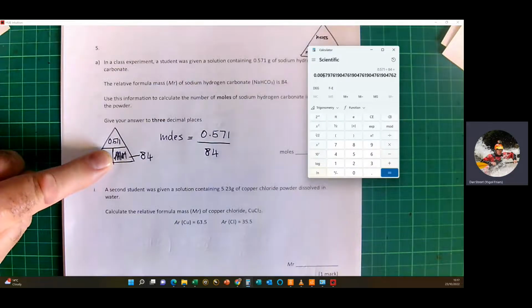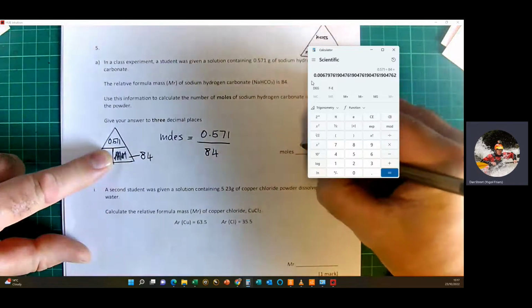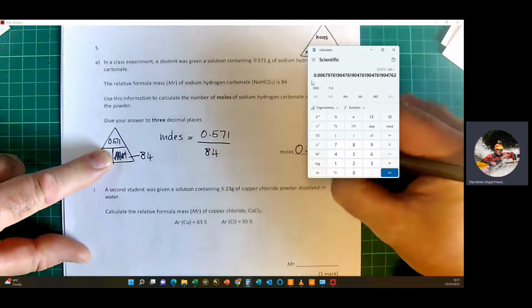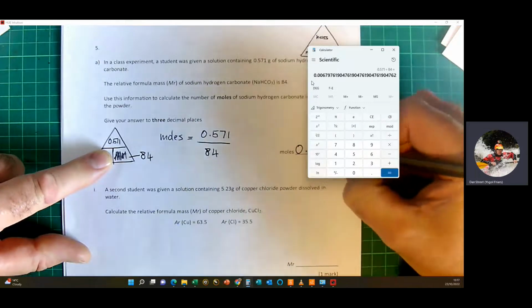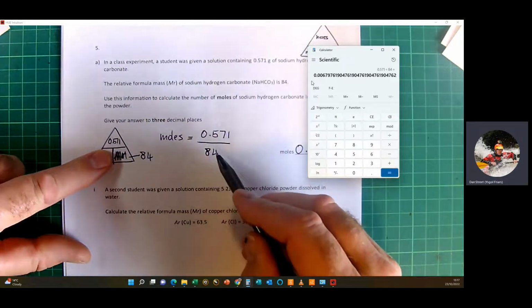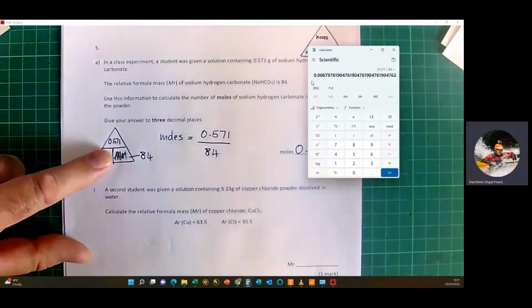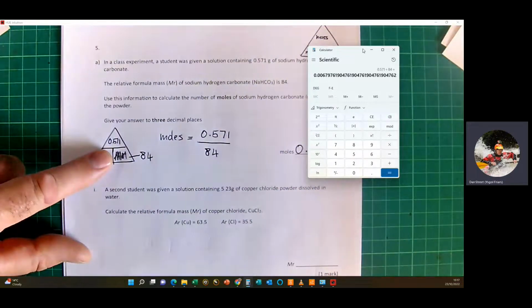It does ask you to quote the answer to 3 decimal places. Basically it's 0.007. And I suspect that some people were put off by that answer. They probably saw it on their calculators and assumed it was incorrect. But if you consider that you've got a small number divided by a big number, that is going to give you an even smaller number. So 0.007 is the correct answer.